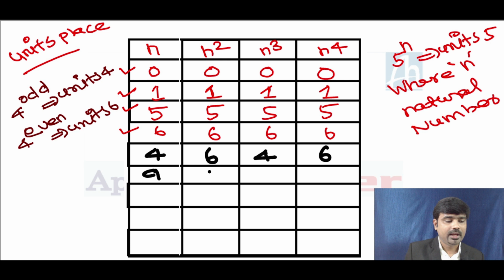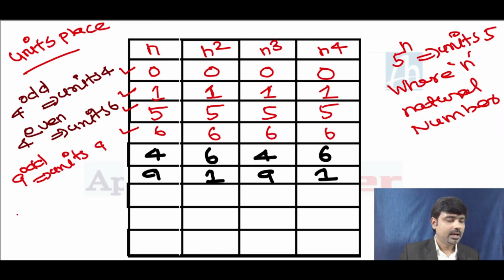We are going to choose the number 9. 9 square is 81, unit place is 1; 9 power 3 is 729, unit place is 9; 9 power 4 is nothing but 81 into 81, the unit place is again 1. Hence we say 9 power an odd number has units place 9, and 9 power an even number has units place 1.